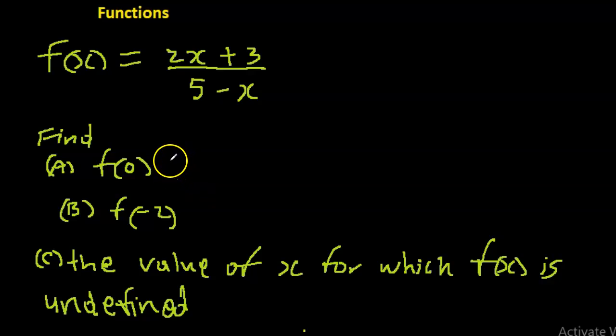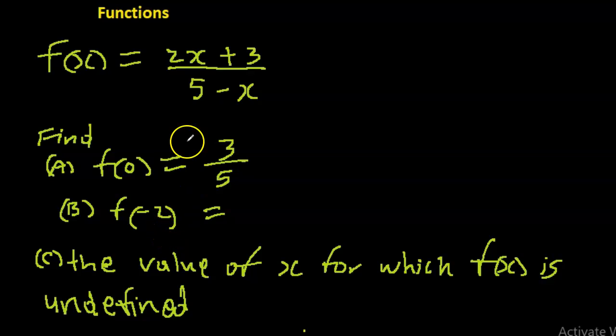So here we have another problem. f of x is (2x plus 3) over (5 minus x). So first we're asked to evaluate f of 0. So f of 0 means you replace x with 0, right? So f of 0 would be 2 times 0. Now 2 times 0 is 0, so the numerator is just 3. Over 5 minus 0. And 5 minus 0 is just 5, right?